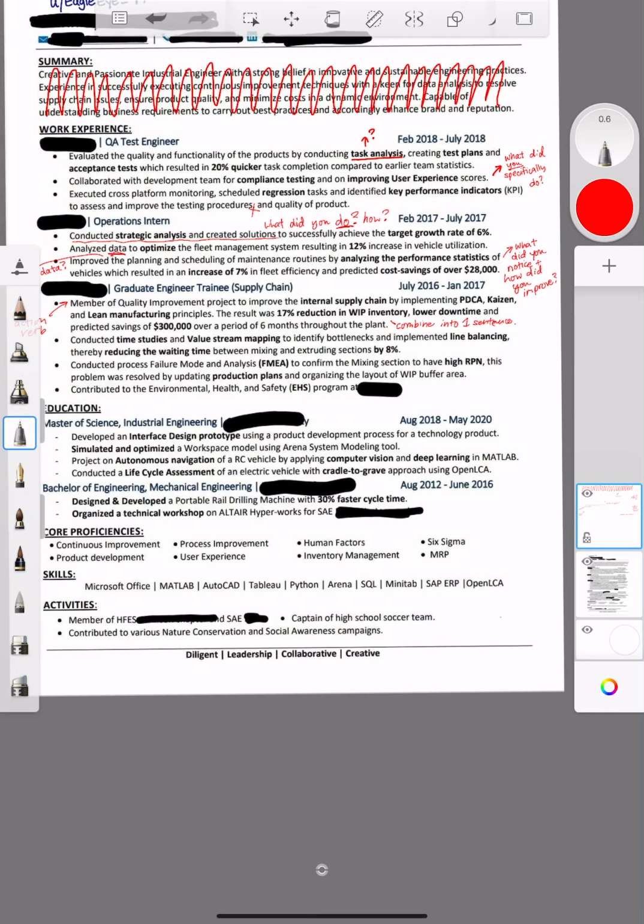I think it's a lot stronger because you get exactly what this person did specifically. So what did they do? They conducted the time studies and the value stream mapping. Why? To find the bottlenecks and to figure out how they can balance the assembly lines, I'm guessing is what that means. And they reduced the waiting time between these 2 sections. And obviously reducing time means more profit, which is always great.